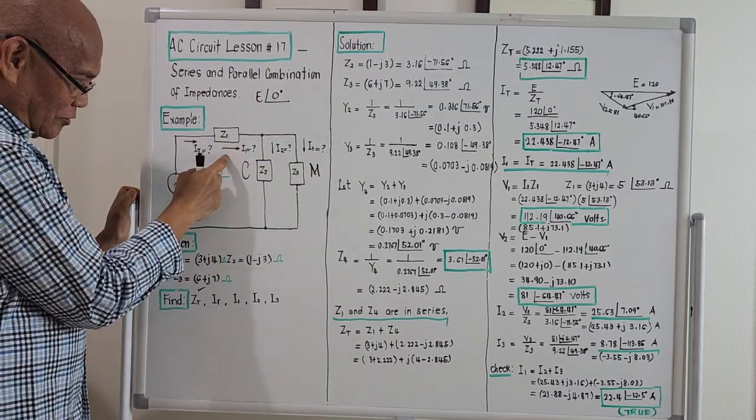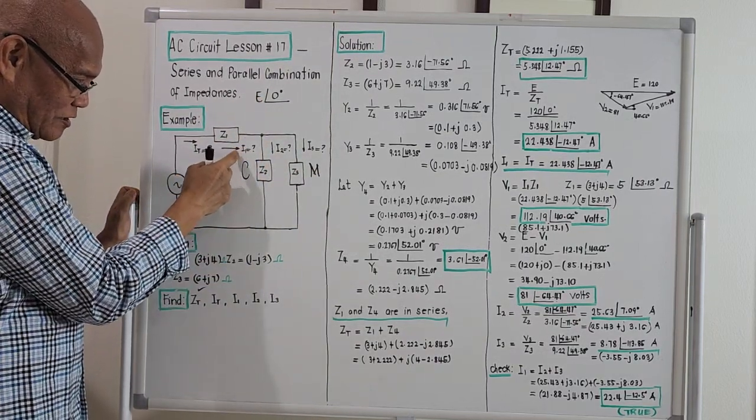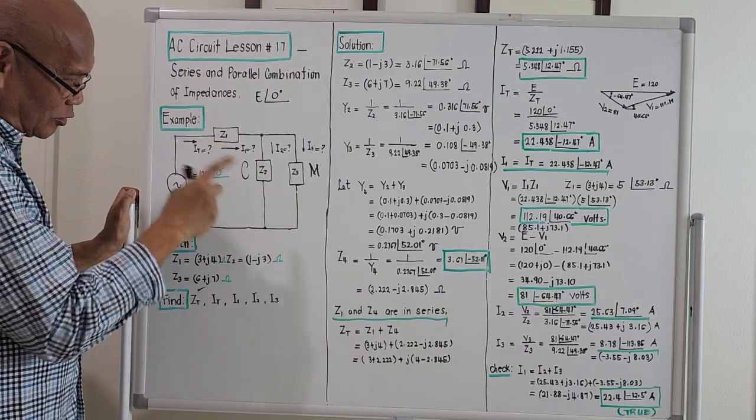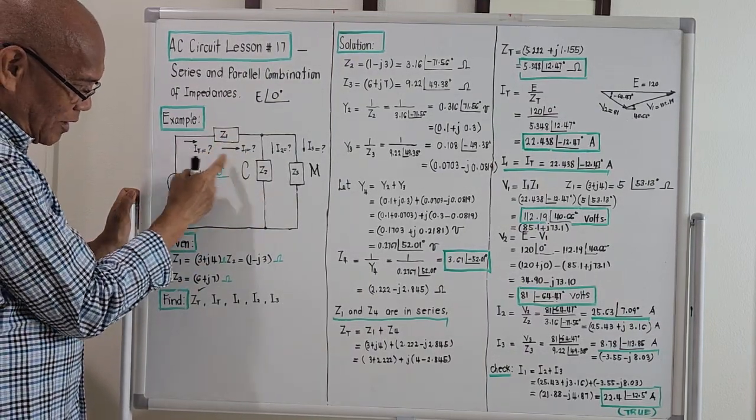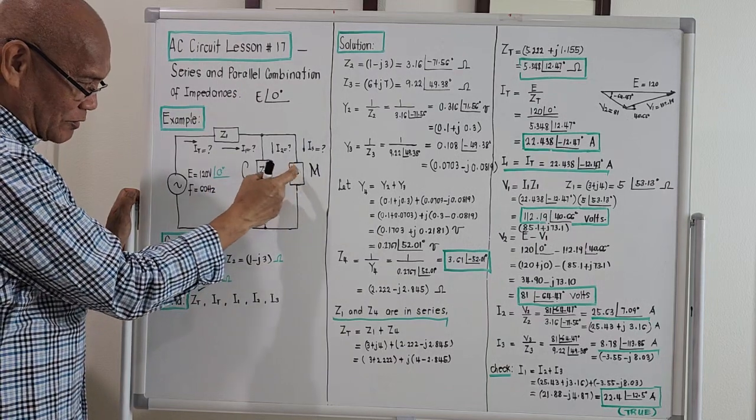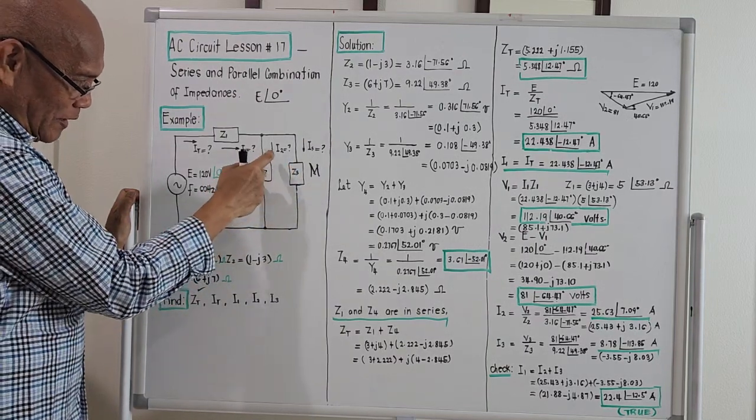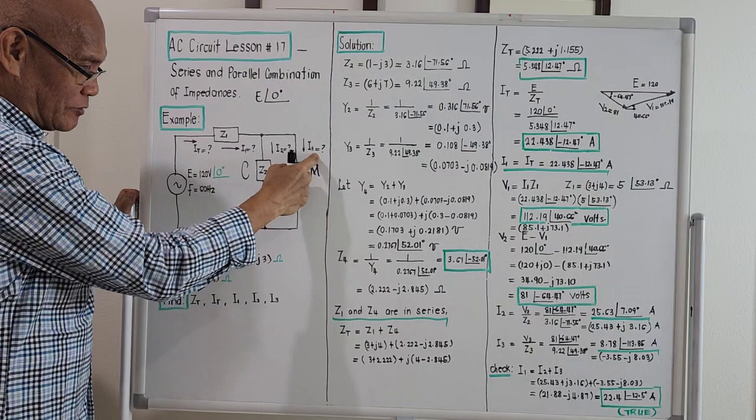The current passing through Z1, which is designated by I1. Take note of the subscript. 1 refers to C1, 2 refers to C2, and 3 refers to C3. What will be I2 also, and what will be I3?